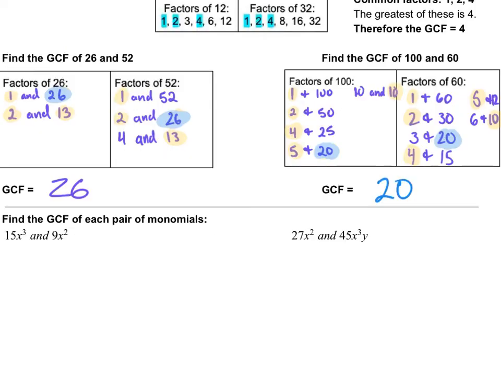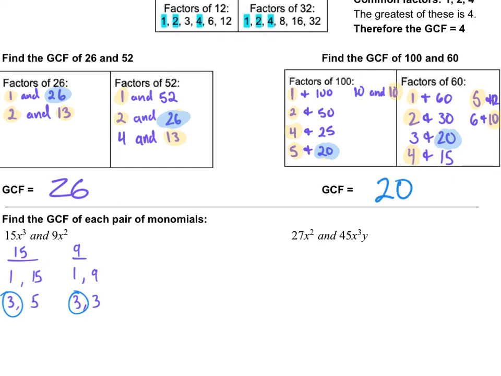All right, now these last two might be a little different because now we have numbers and variables. Variables can absolutely be part of the GCF. So I'm going to start just by looking at 15 and listing off my factors. All right, 1 and 15, 3 and 5, and that's it. My factors of 9, 1 and 9, 3 and 3. So our GCF is 3.